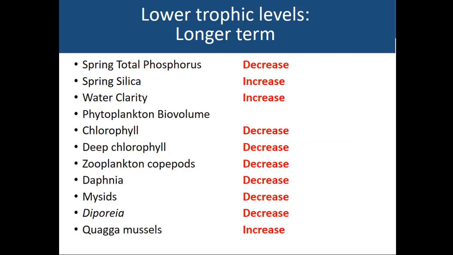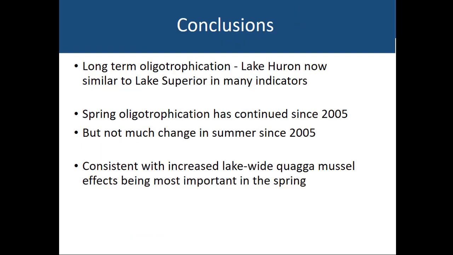So I'm actually going to jump first to this one. Lower trophic levels long term. The lake is getting more oligotrophic. You knew that. You've seen it in all the other indicators. And there is no indicator at all that is blue here. So all of them show a decrease in phosphorus, increase in spring silica, increase in water clarity. Chlorophyll is decreasing. Deep chlorophyll is also decreasing, which surprised me some. The copepods, the Daphnia, everything is increasing except quagga mussels. So quagga mussels are increasing.